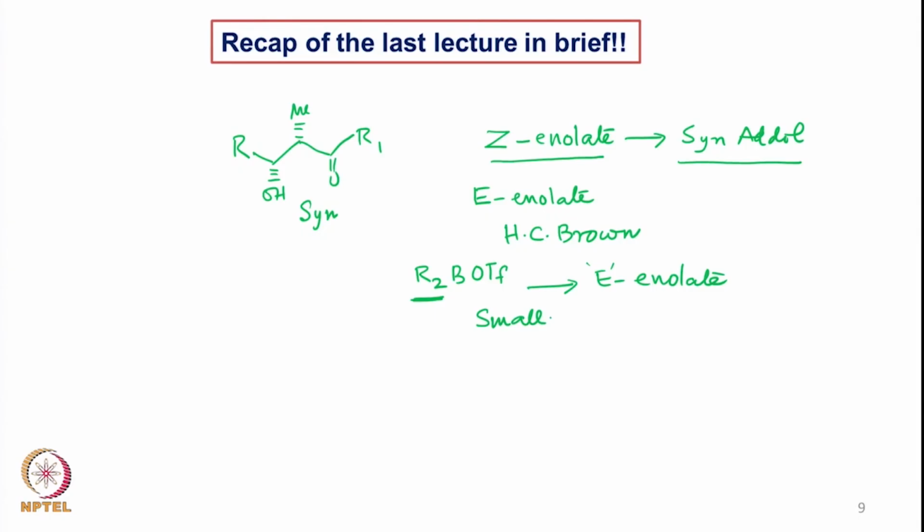And in the case of Z-enolate, what we have also seen is that if the base is very large, such as this Hünig's base, diisopropylethylamine, then such a base allows the formation of a reversible complex with the boron, and therefore that leads to the formation of the Z-enolate as the major product. And based on these Z-enolates and E-enolates, we can anticipate syn and anti-aldol products to form.